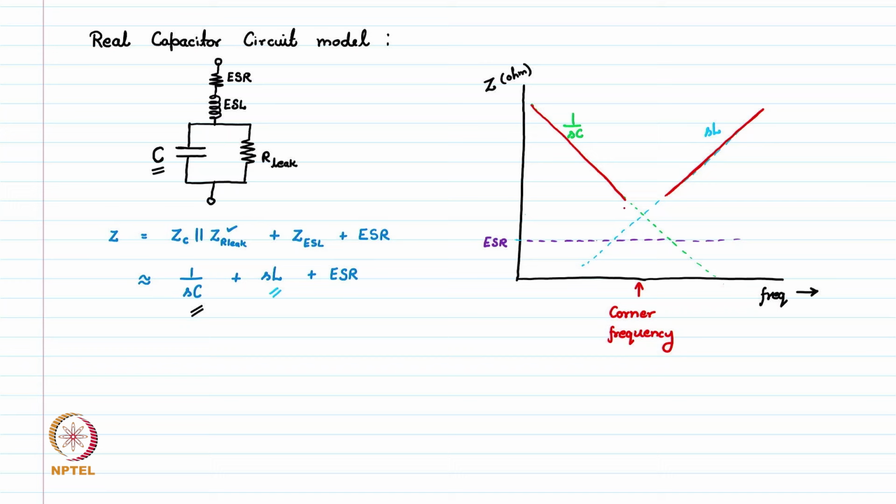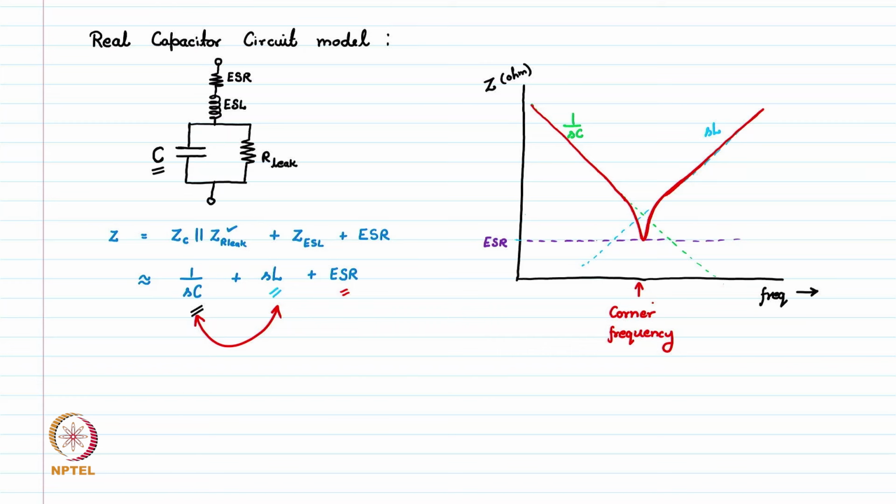At this particular point, this 1 over SC is going to cancel out the SL, and the actual impedance is going to be only ESR. This is going to cancel out this parameter. These both are going to be cancelled out, and the actual impedance will be ESR. So at this point, sharply the impedance will go to the ESR value, and this is what the actual impedance of our capacitor looks like.